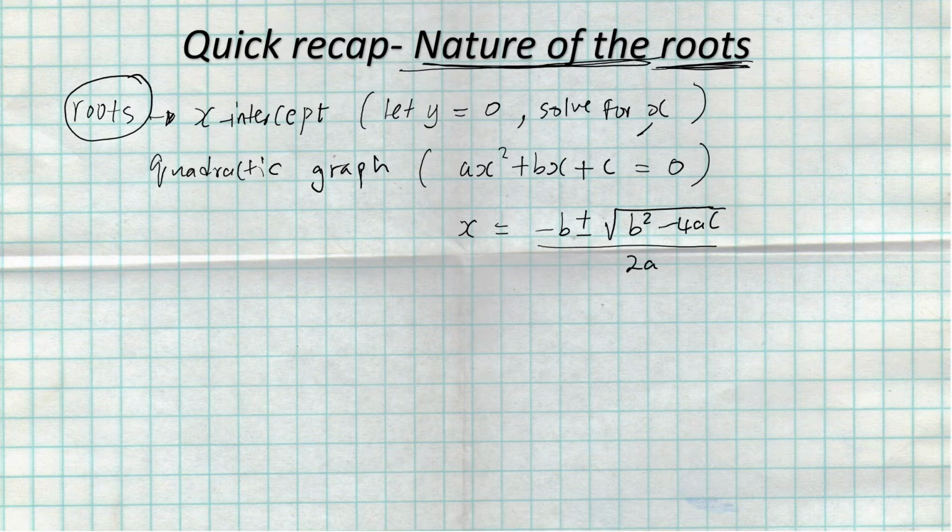When you solve for this x, obviously you get two answers: the first x and the second x. With those two x values, we can now determine their nature, to say what is the nature of these roots. That is basically what we mean by nature of the roots. So how do we determine the nature of the roots?